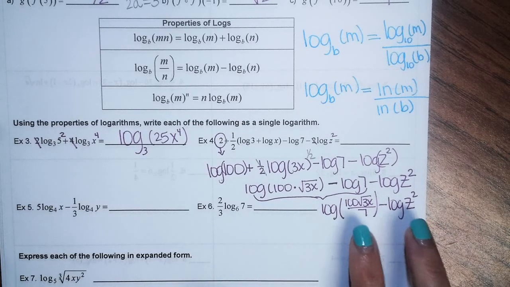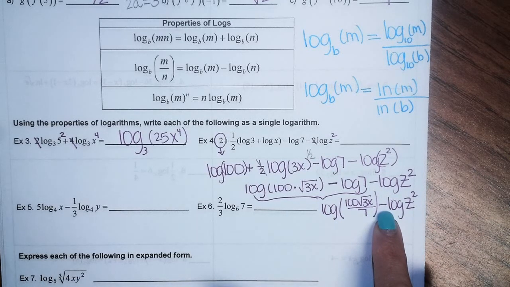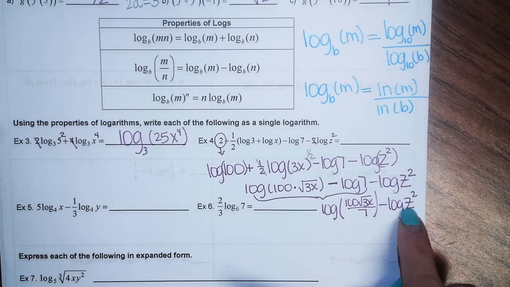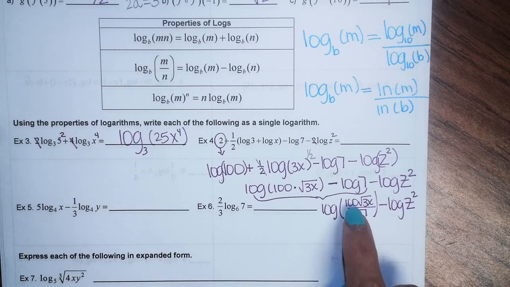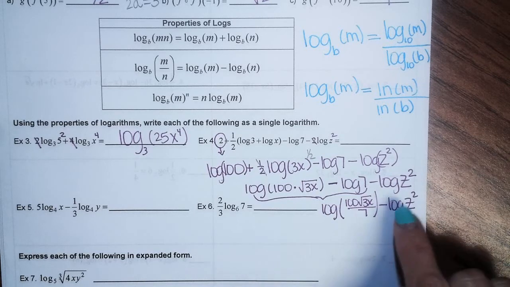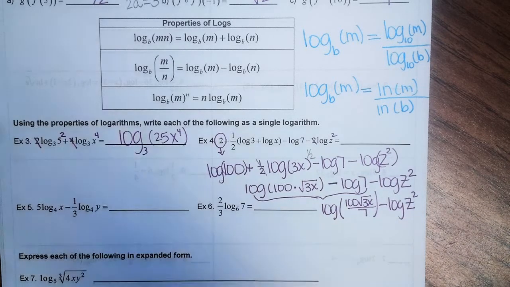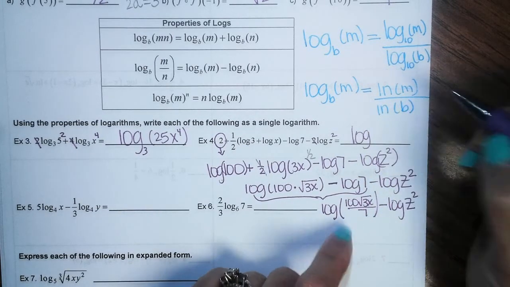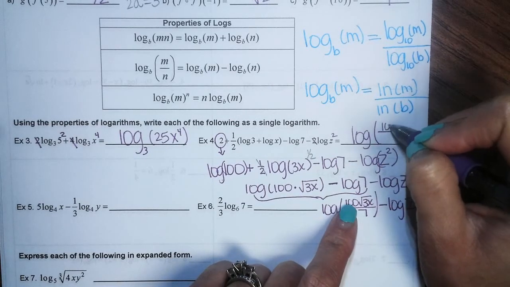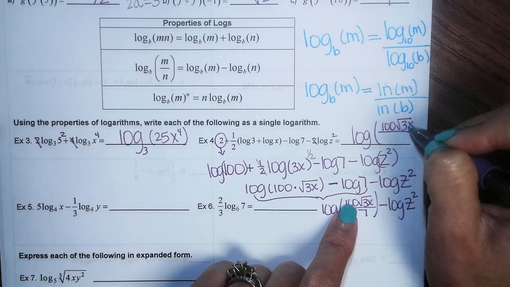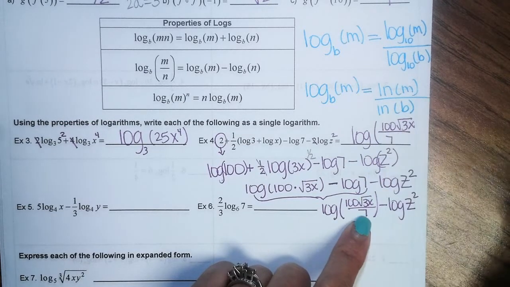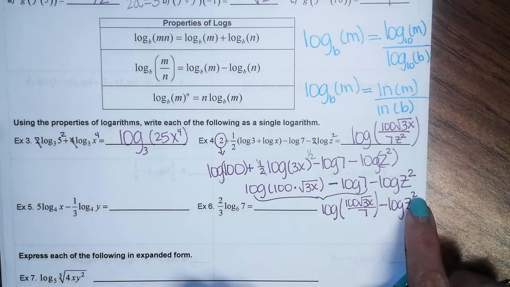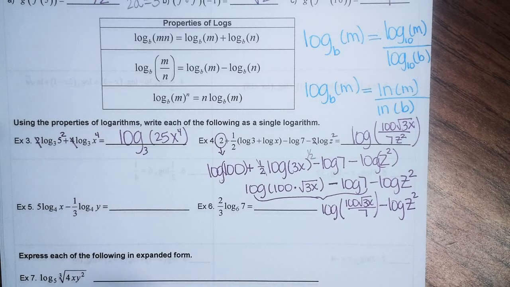Now I have another two logs that are being subtracted, so I also just need to divide all of this fraction here by the z squared. And since I have a fraction already, when I need to divide by z squared, I'm just going to put the z squared on the denominator. So for my final answer, here it goes. It's going to be a log of 100 square root of 3x, and then on the denominator I have the 7, and I'm going to have the z squared. Because it was being subtracted, so it needs to go divided on the denominator.